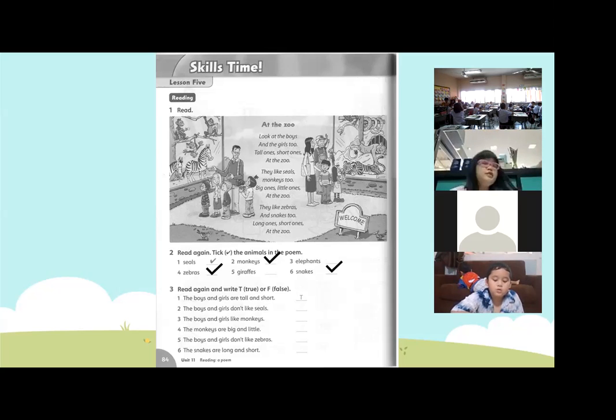Okay, next. You need to read and write true or false. Remember true and false? True is yes. False is no. So, the boys and the girls are tall and short. Tall and short, yes or no? T for true, so yes. The boys and girls don't like seals. No. True or false? False. So F. F for false.